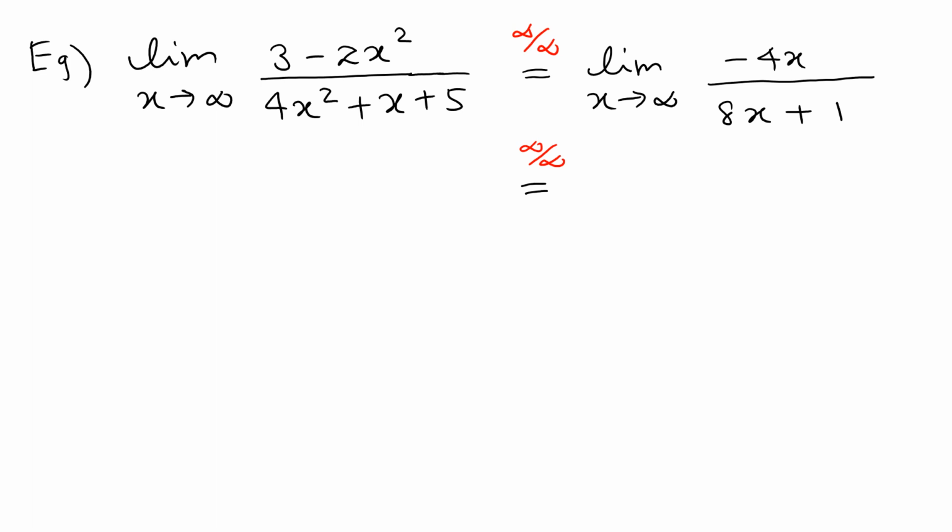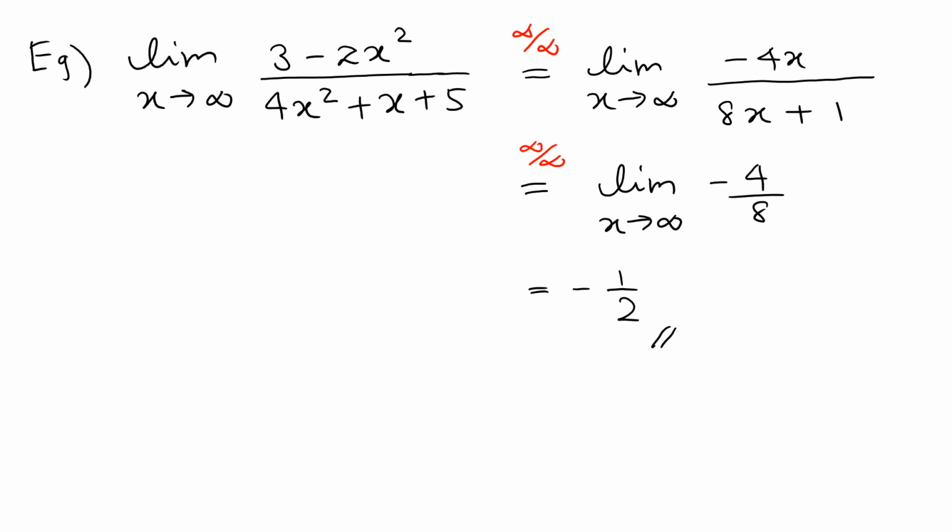So that means we can use the rule again. So what we do, we take the derivative again. So once you take the derivative again, you're going to get negative 4 divided by 8. So which is a number, that means the answer is negative 1/2. And you can see that using the other technique you also get the same answer.